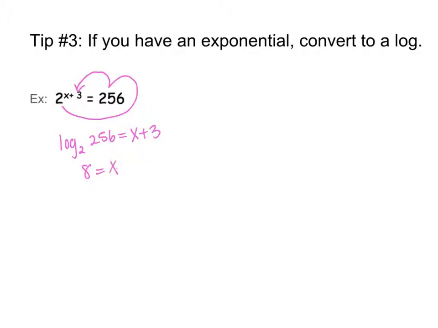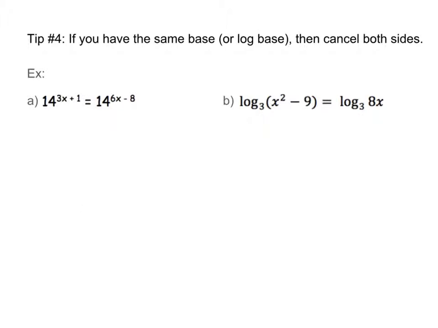Now, I'm going to drop down the x plus 3 next. And so to get this x by itself, I've got to subtract 3 from both sides. That cancels. x drops down. 8 minus 3 gives you 5. Now, this is an exponential function, so I don't have to check my answer, which is nice. Less work for me to do. Okay, let's move on to tip number 4.